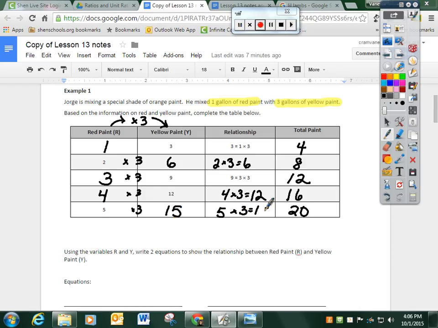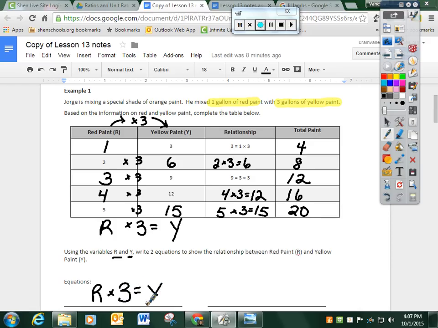Okay. Now, based on these structures and relationships, we can start writing equations. Okay, we're going to be using the variables r and y. We're going to write 2 equations to show the relationship between red and yellow paint. Oh my god, I love it. So we took the red paint, we times it by 3 to get our y. Too much y talk, it confused me, sorry. You take r times 3 and you get your yellow paint.